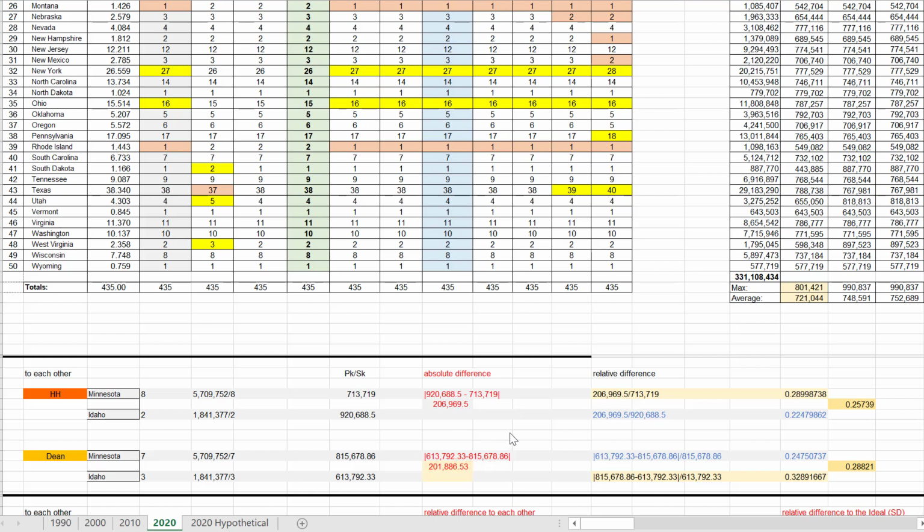But if you want the relative difference, what we have to do is take that difference and divide by the smaller amount, smaller people per seat, which in this case is from Minnesota. So if you take that absolute difference, divide by the people per seat of Minnesota, then we get this decimal right there. So that's the relative difference between the states. Using Dean's method, if you take the absolute difference, which is smaller, but then divide by the smaller people per seat, we get this decimal right there, and that's a bigger value. So the relative difference goes up.